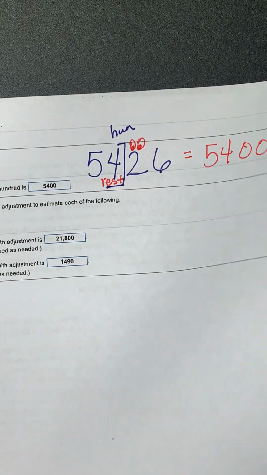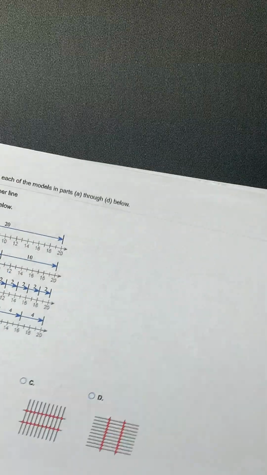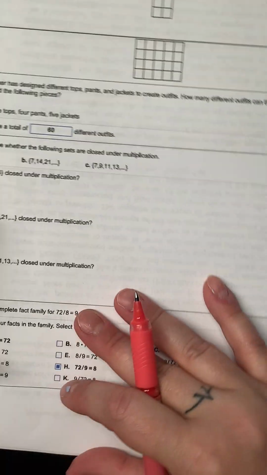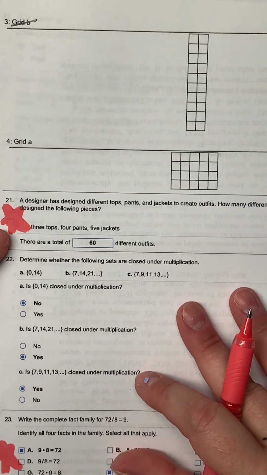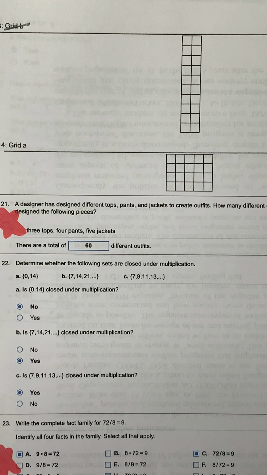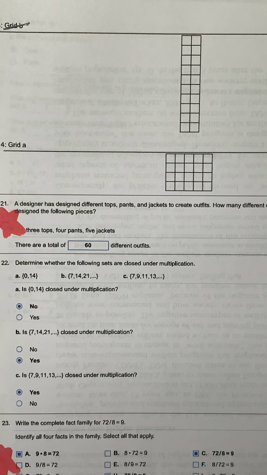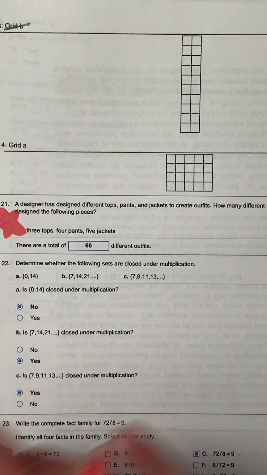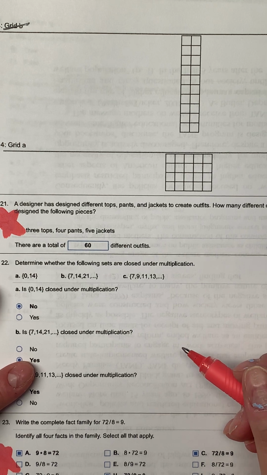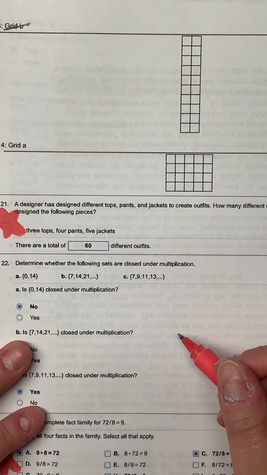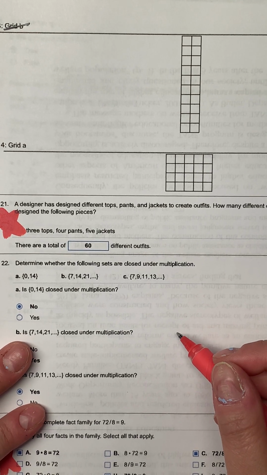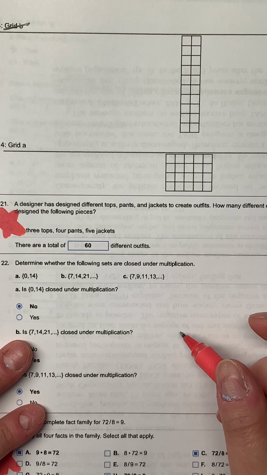All right, let's move on from number 18. Let's go to number 21. Number 21 is talking about a designer. It says a designer has designed different tops, pants, and jackets to create outfits. How many different outfits can the models wear if she has designed the following pieces? 3 tops, 4 pants, 5 jackets.